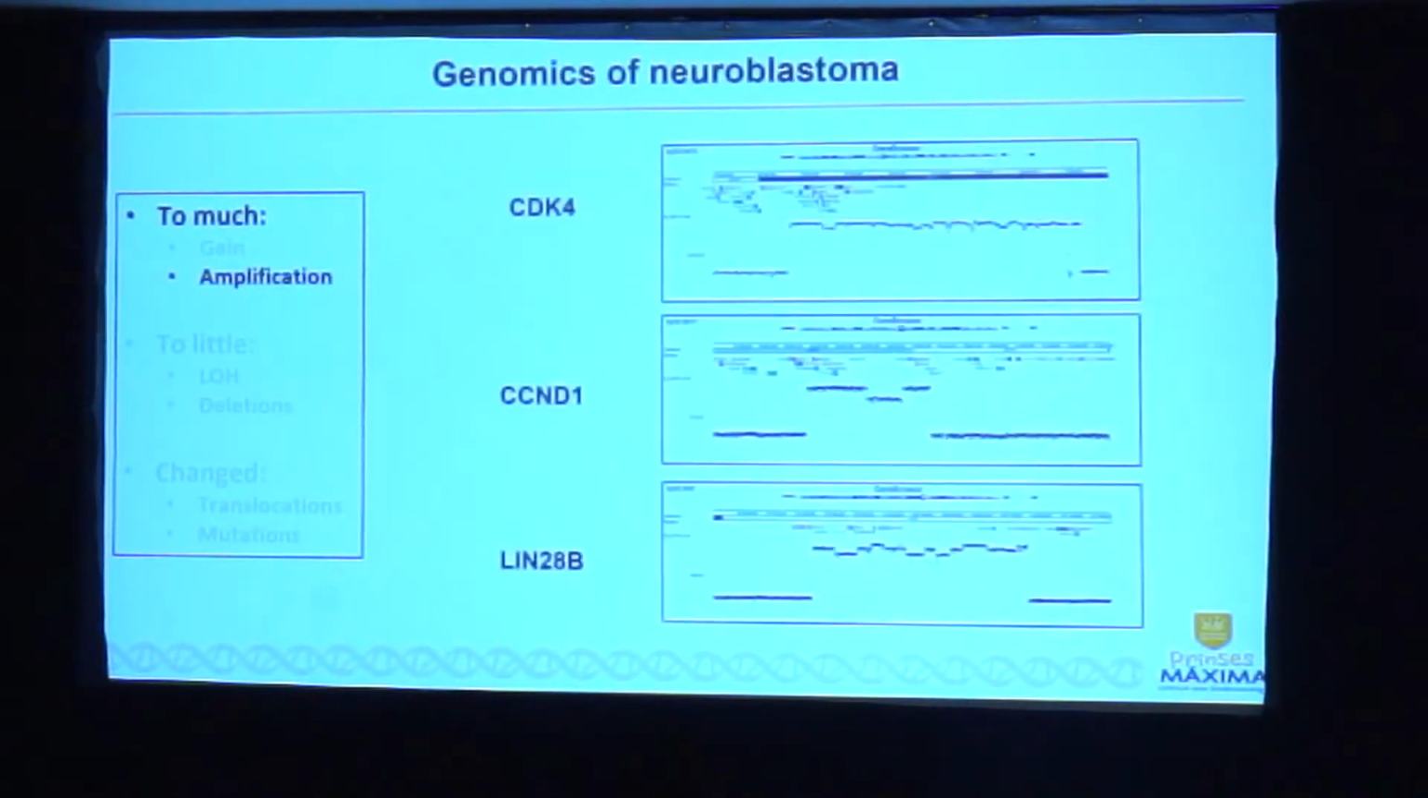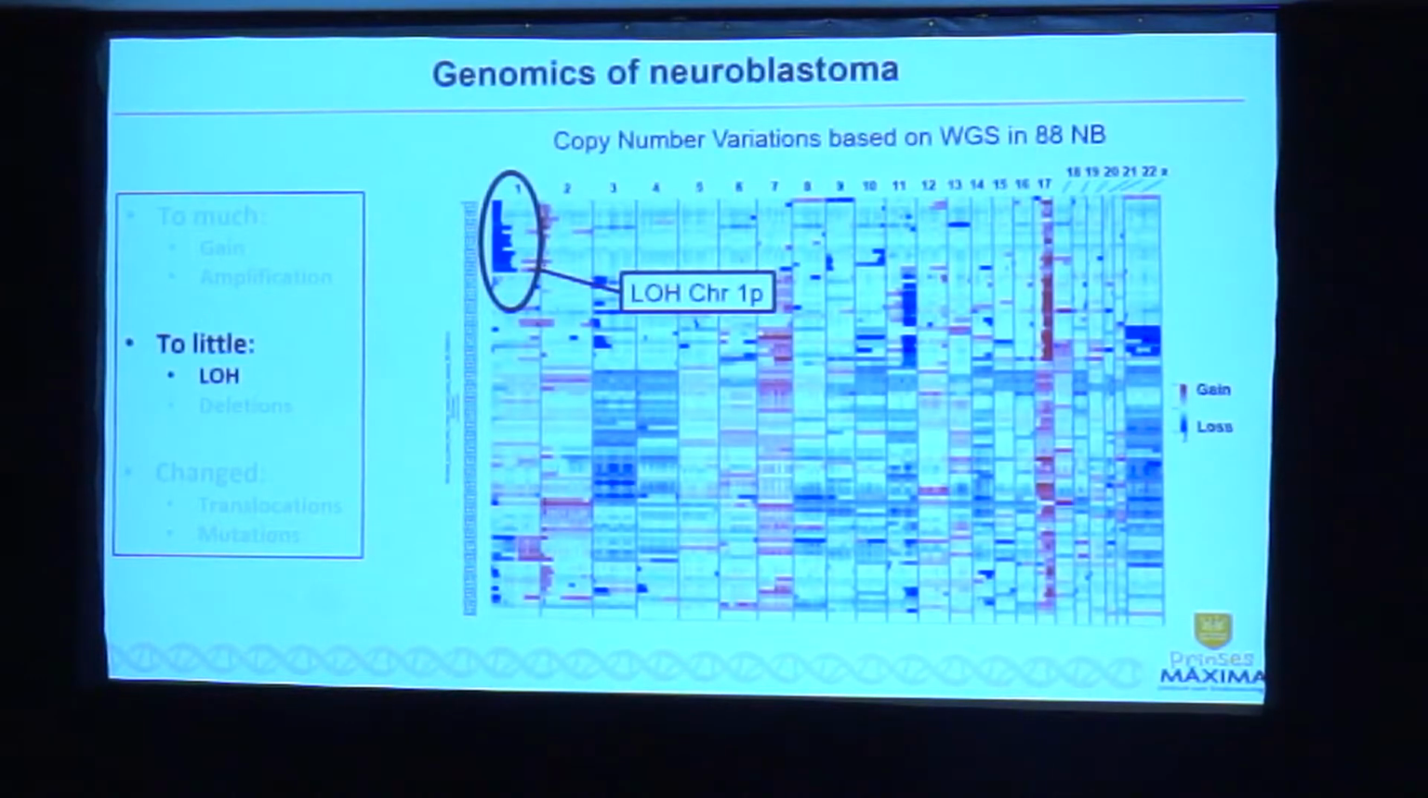I wanted to show a few more amplifications. So we've got CDK4 amplification, but these are all rare. MYCN occurs in 25%, and then CDK4, cyclin D1, LIN28B, so these are genes involved in G1 regulation. This is that pathway, with a less frequent percentage or less. So this is all too much, but you can also have too little.